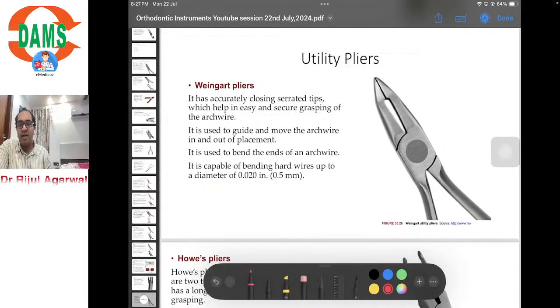Next comes the utility pliers. Utility are the basic pliers which are required. First is the Weingart plier. Again looking at the beak, it is used.